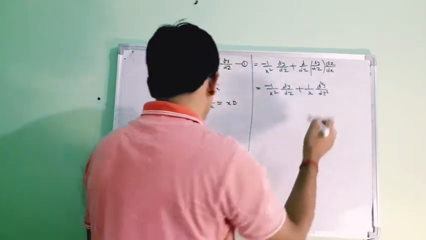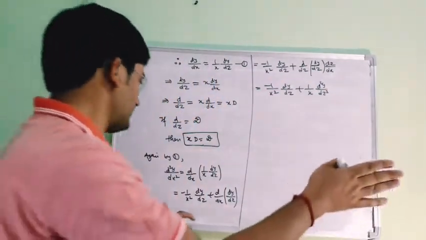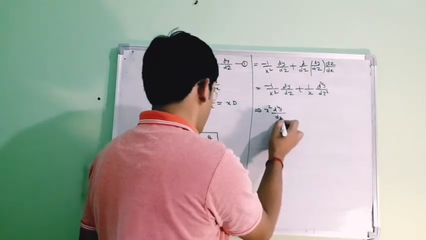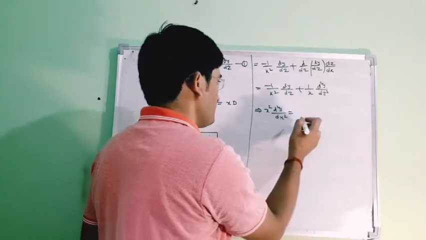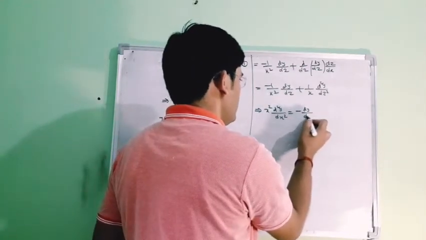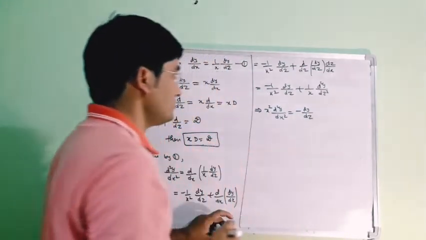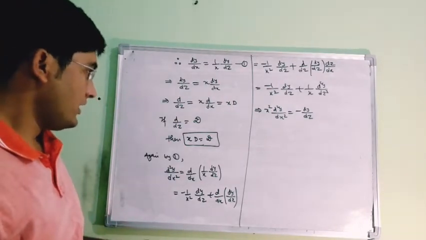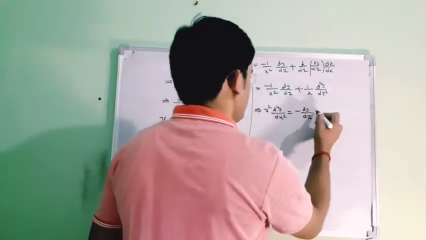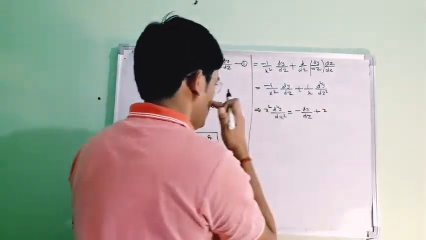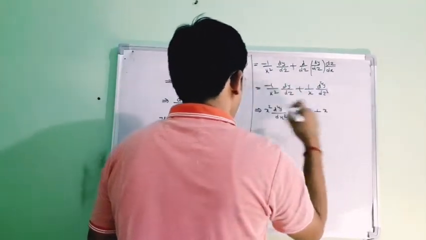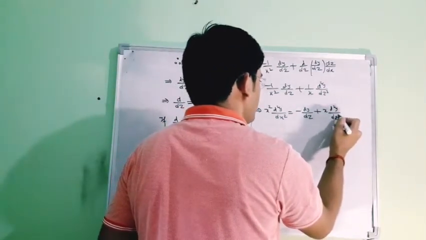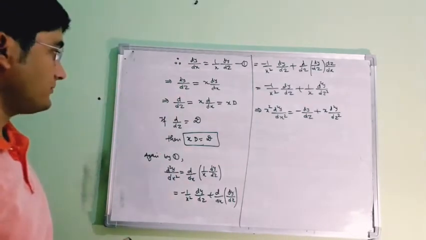So from here, if you multiply this whole equation by x square, then we will have x squared d^2y by dx^2 equal to minus dy by dz plus d^2y by dz^2. So we have this term.